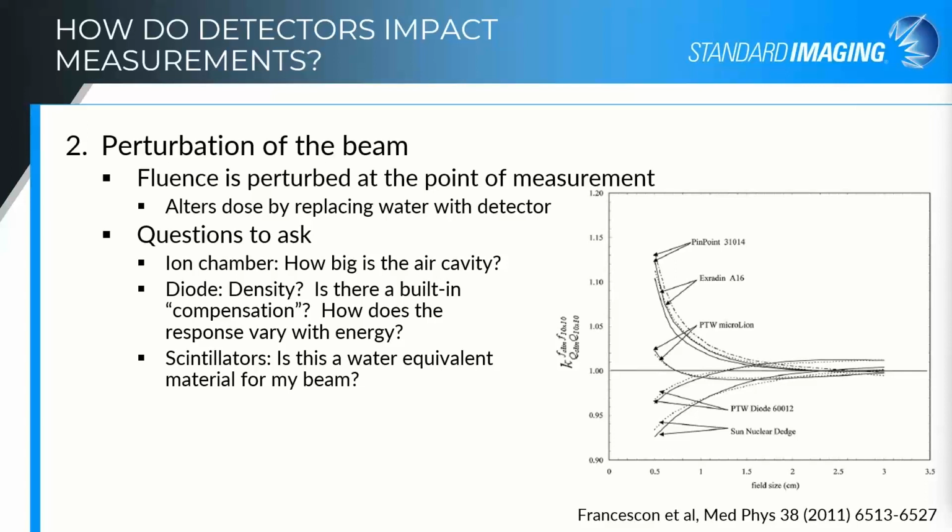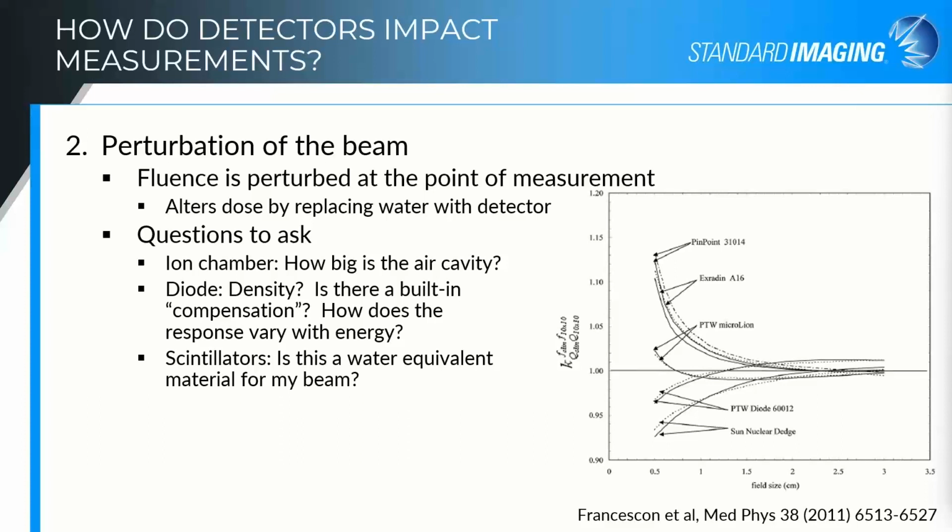Some diodes have what's called built-in compensation. Often that's a low density region to try and balance out that high density. That's very good for the specific energy that it's made for, but it may not fully compensate for the difference in density at different energies. So it's good to have a full characterization of your diode to understand shielded versus unshielded, compensated versus uncompensated. Those factors all play into it.